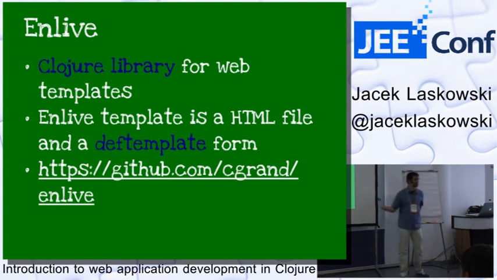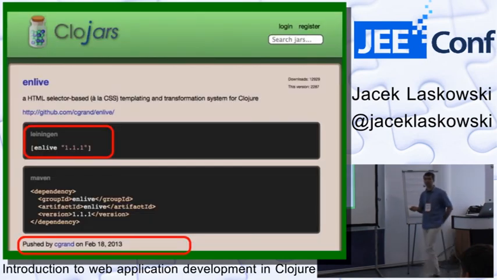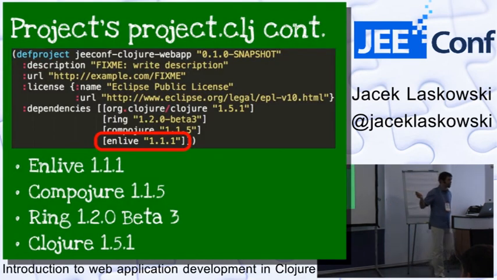And this is the page for Enlive. It's on GitHub. Okay, Clojars again. So you now know where to find libraries for Clojure. And Enlive 1.1.1 is what we are going to use because it's quite fresh. This is the project.clj. So now we've got Clojure, Ring, Compojure, and Enlive 1.1.1. Nothing else has been changed but those dependencies.